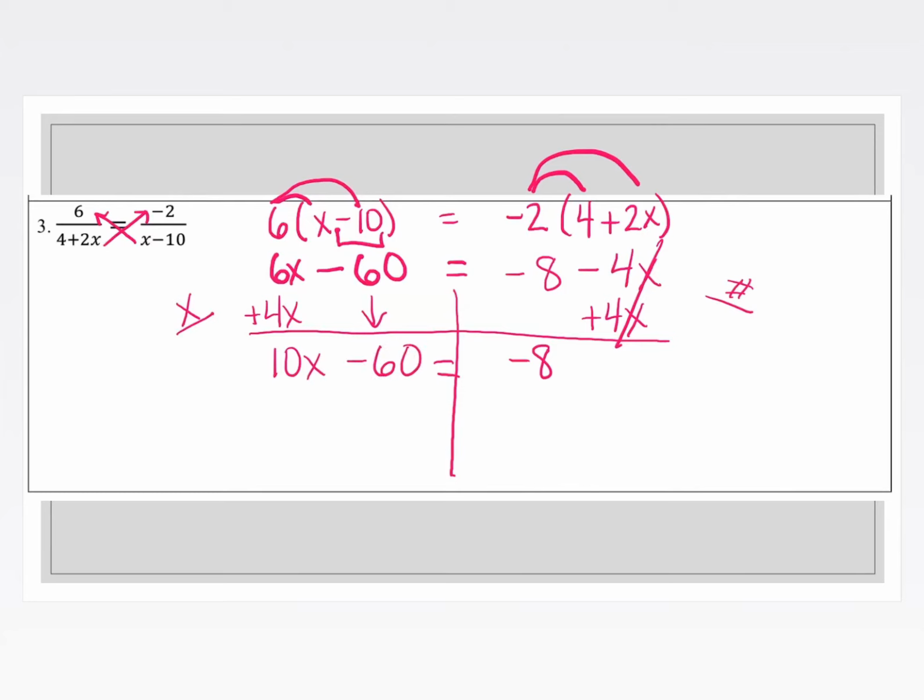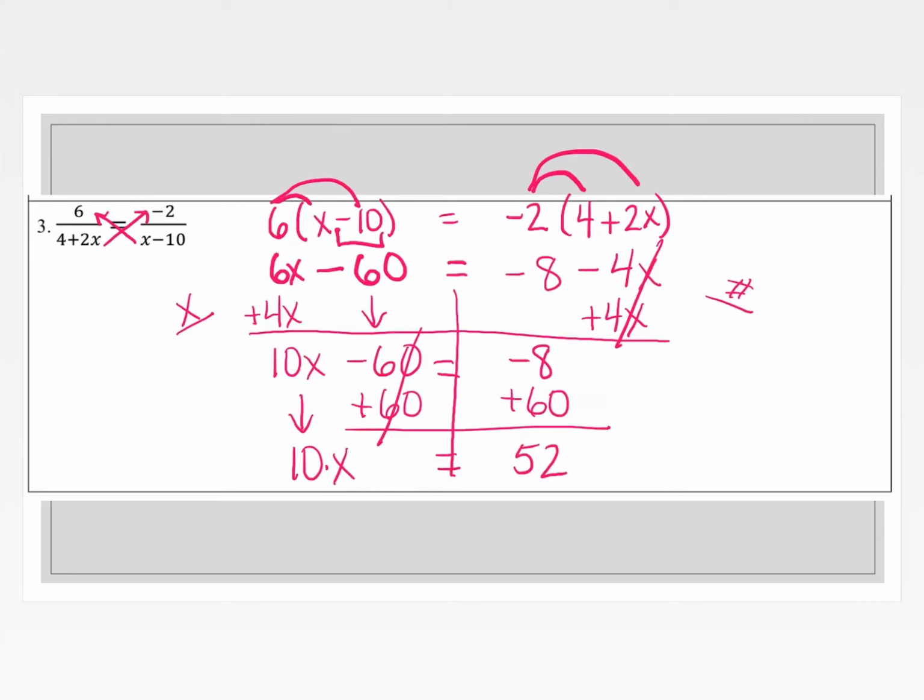Now what we're left with is a two-step equation. So again, I still want to get my constants on the right-hand side because my x's are only supposed to be on the left-hand side. So this negative 60, I'm going to move. Since it's subtraction, I'm going to apply addition. Add 60 to both sides. On the left-hand side, negative 60 plus 60 adds to 0, so I'm just going to be left with 10x. And on the right-hand side, negative 8 plus 60 gives me 52. Now all I have is a one-step equation. So I have 10x equals 52.